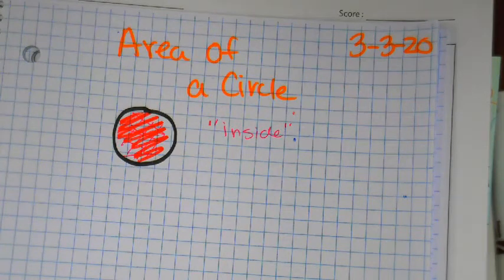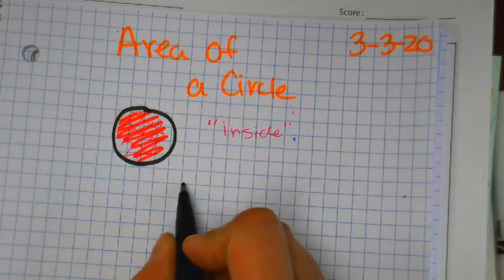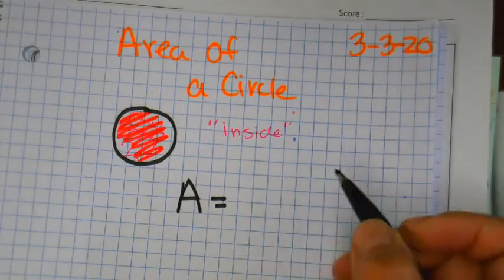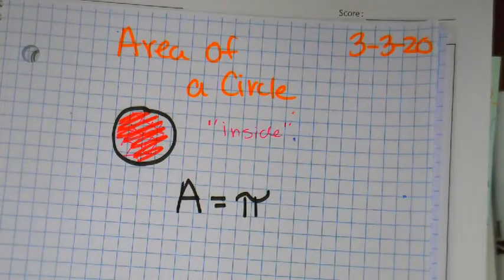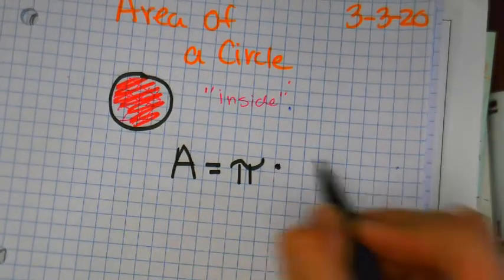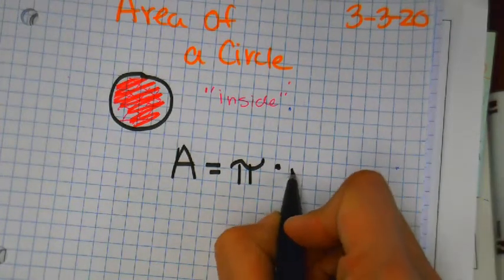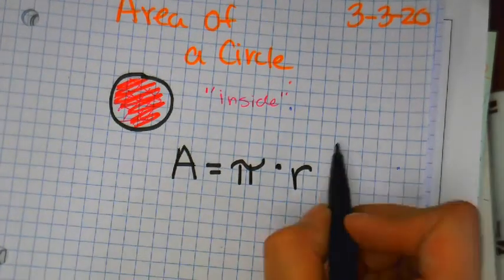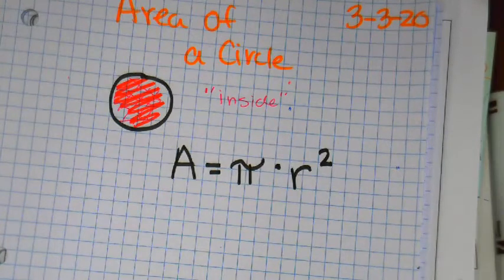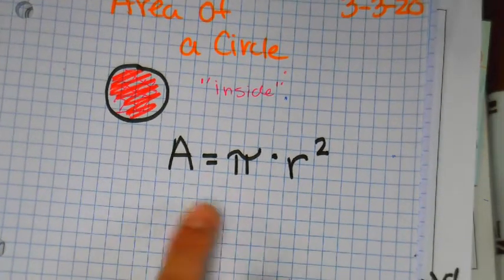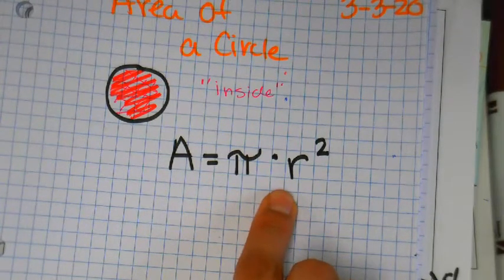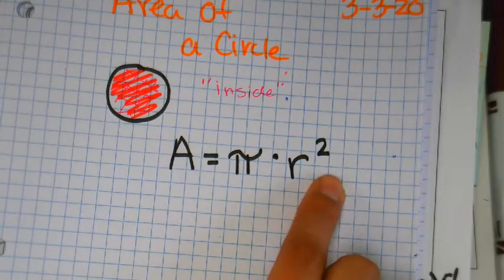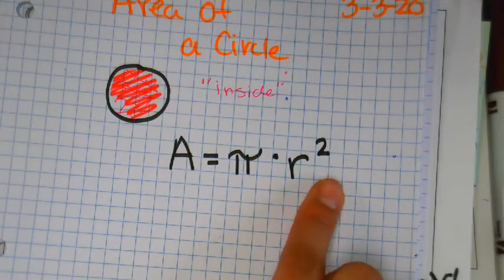Okay. So the formula for the area is equal to pi, which we talked about yesterday, multiplied by your radius squared. So area is equal to pi times r, which is radius, to the power of 2. So we're going to be dealing with exponents.